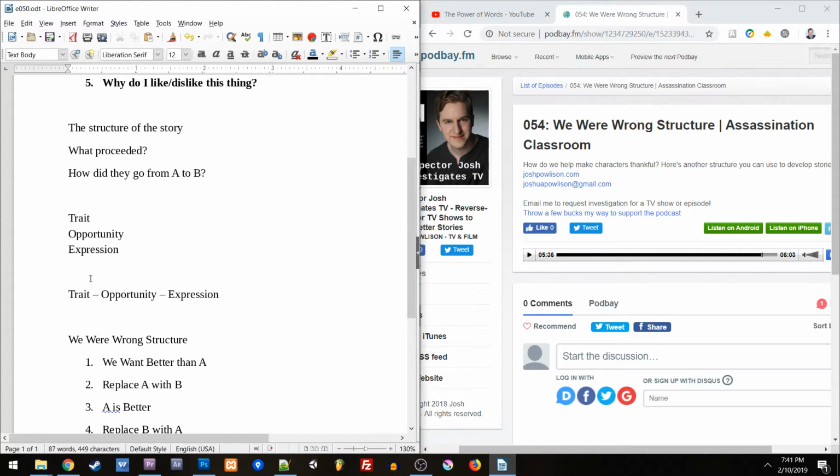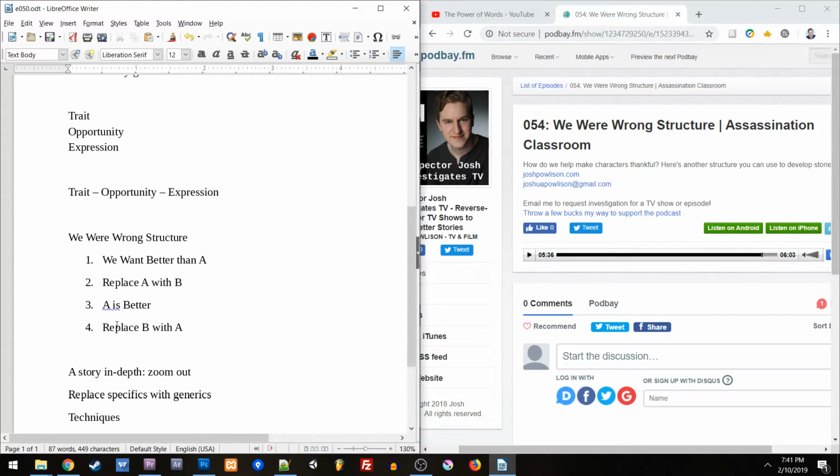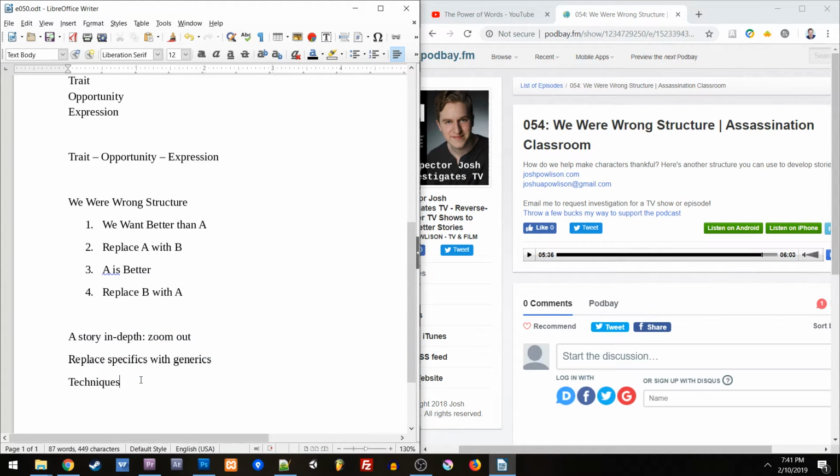With the TOE method, Joey and I were looking at the episode and we saw this kind of pattern by zooming out, by making things generic in our minds and the way that we expressed it. With the We Were Wrong structure, we want better than A, replace A with B, A is better, replace B with A. This was an overall structure in the story, and it was from zooming out and making it more generic. This is how you can develop techniques with stories: in a lot of cases, remove character names, make the whole concept more generic, but applicable. And you'll be able to develop a new structure, a new technique that you can use for your own stories.